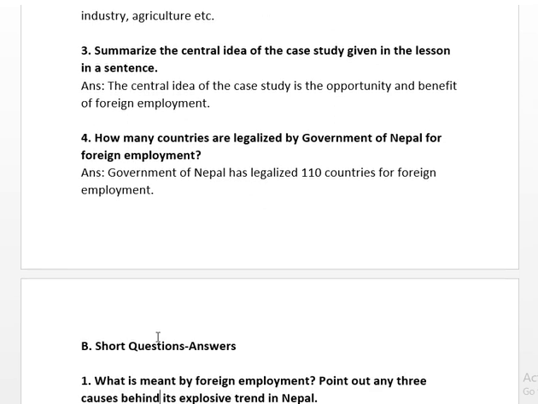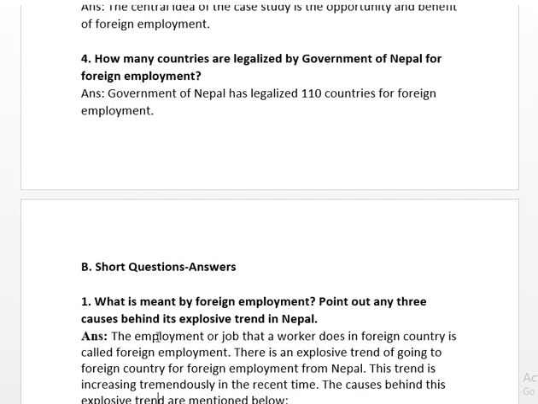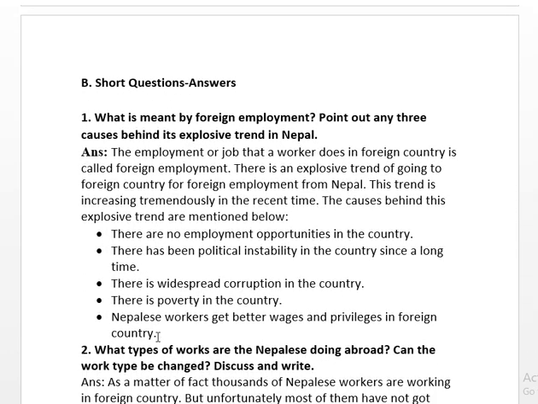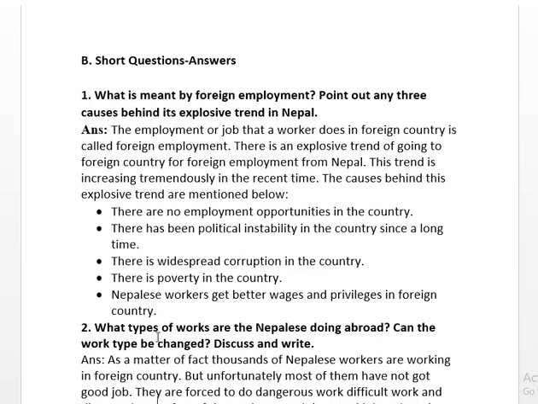Now we are moving to short answer questions. And question number 1 is foreign employment. Point out any 3 causes behind its explosive trend in Nepal. And here the meaning of foreign employment is also given, and why there is an explosive trend of foreign employment in Nepal, that is also given.